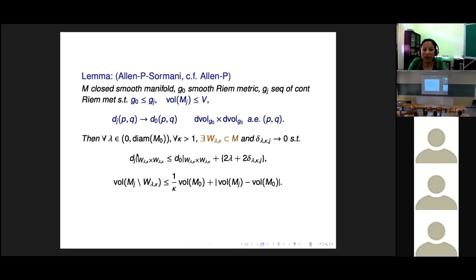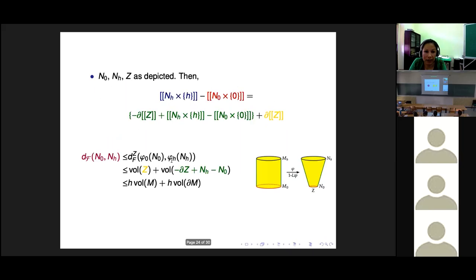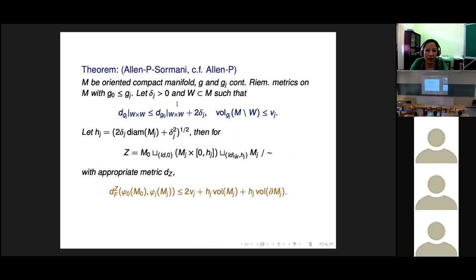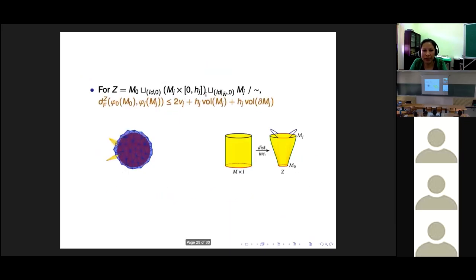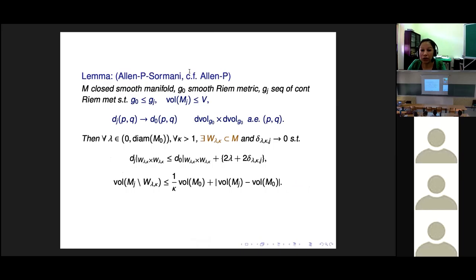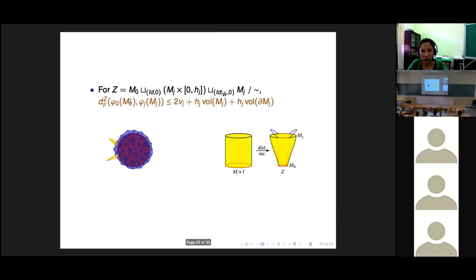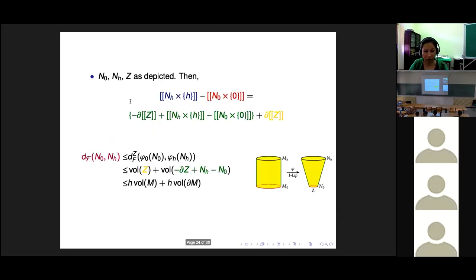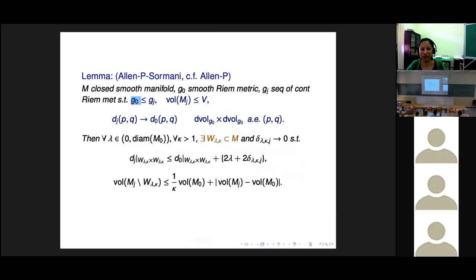And then, I mean, the only thing that was missing in this theorem is that here I say, okay, you have a W, you start with a W. So in this next slide, I tell you how to construct this set W that has big volume and that has distances very close to the distance of your manifold with respect to the Riemannian tensor G0.